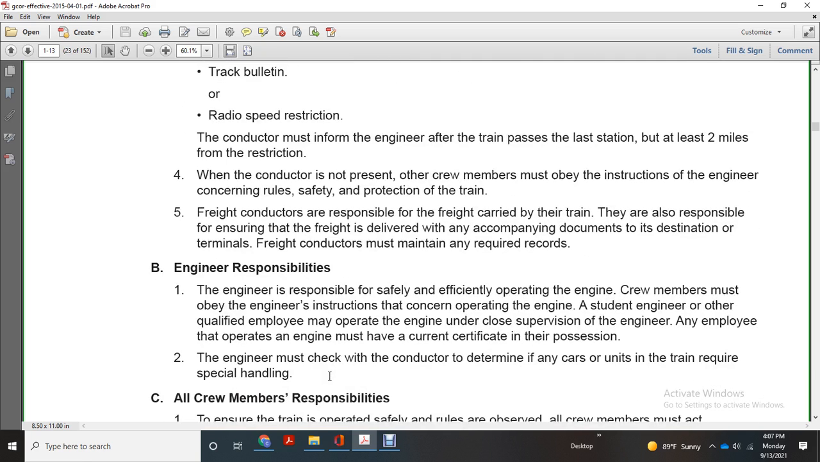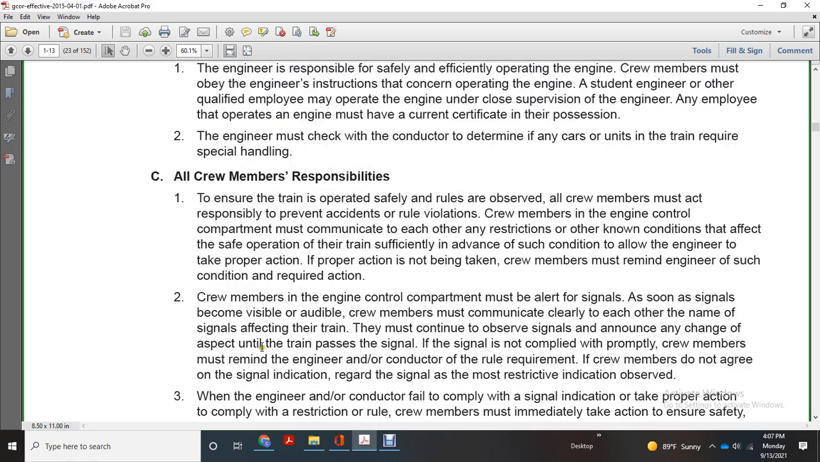Engineer responsibility. The engineer is responsible for the safety and efficiency of the operation of the engine. Crew members must obey the engineer's instructions concerning the operation of the engine. A student engineer or other qualified employee may operate the engine under the close supervision of the engineer, and an employee operating the engine must have their current certification in their possession. The engineer must check with the conductor to determine whether any cars or units of the train require special handling.